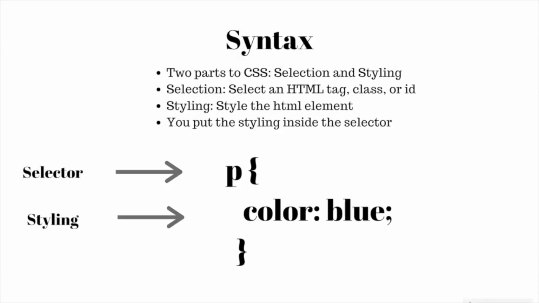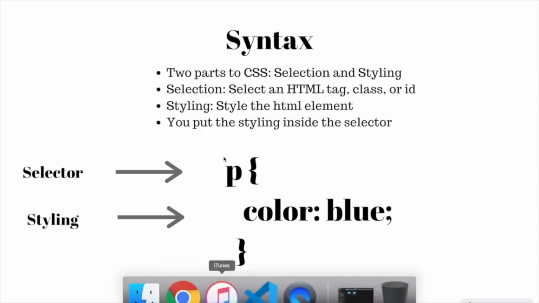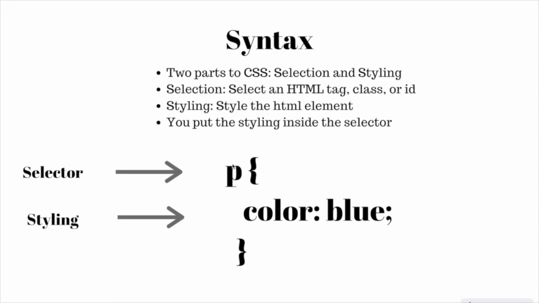So CSS syntax. How do you write CSS? There's two parts. There's the selector, where you get the HTML element that you want, and you can see you have these curly braces after the selector. And what gets put inside the curly braces is your property and then its value. So we're setting the paragraph tags' color to blue.